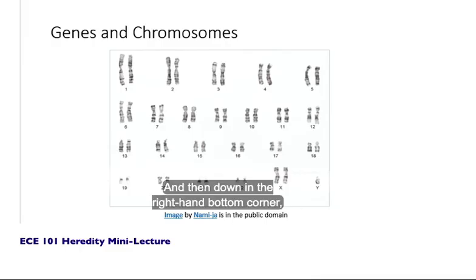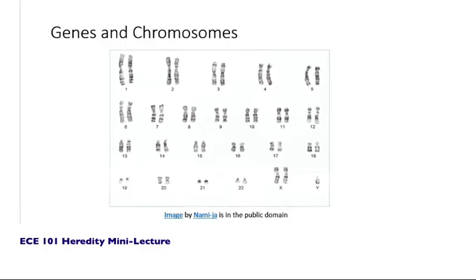And then down in the right hand bottom corner, you can see a pair of X chromosomes and a Y chromosome. If you have two X chromosomes, as the pair there does, you are genetically female. If you have one X and one Y, which you can see the tiny little Y chromosome there in the corner, that makes you male. And then we'll look at what happens when you have more or less of different chromosomes a little bit later in this little mini lecture.